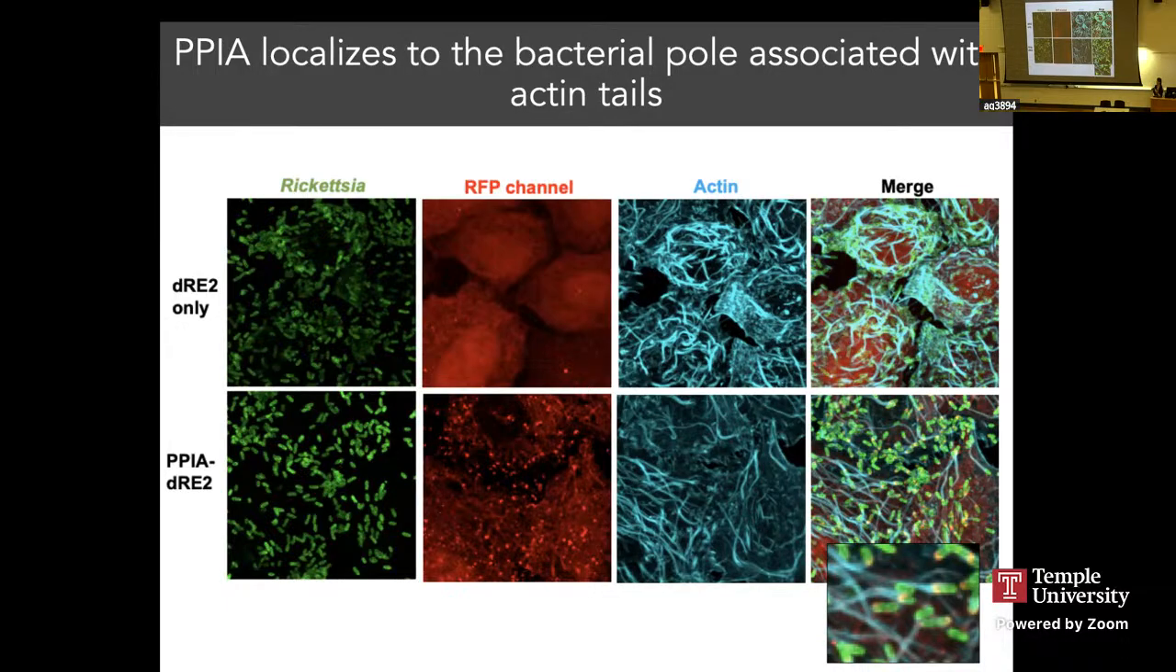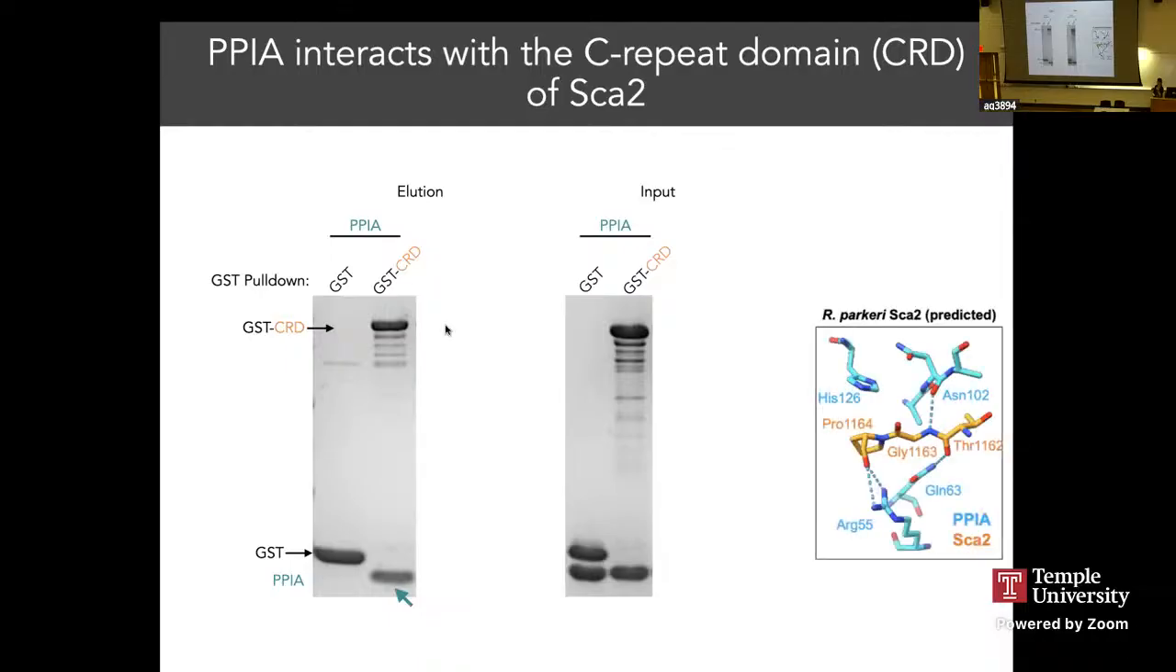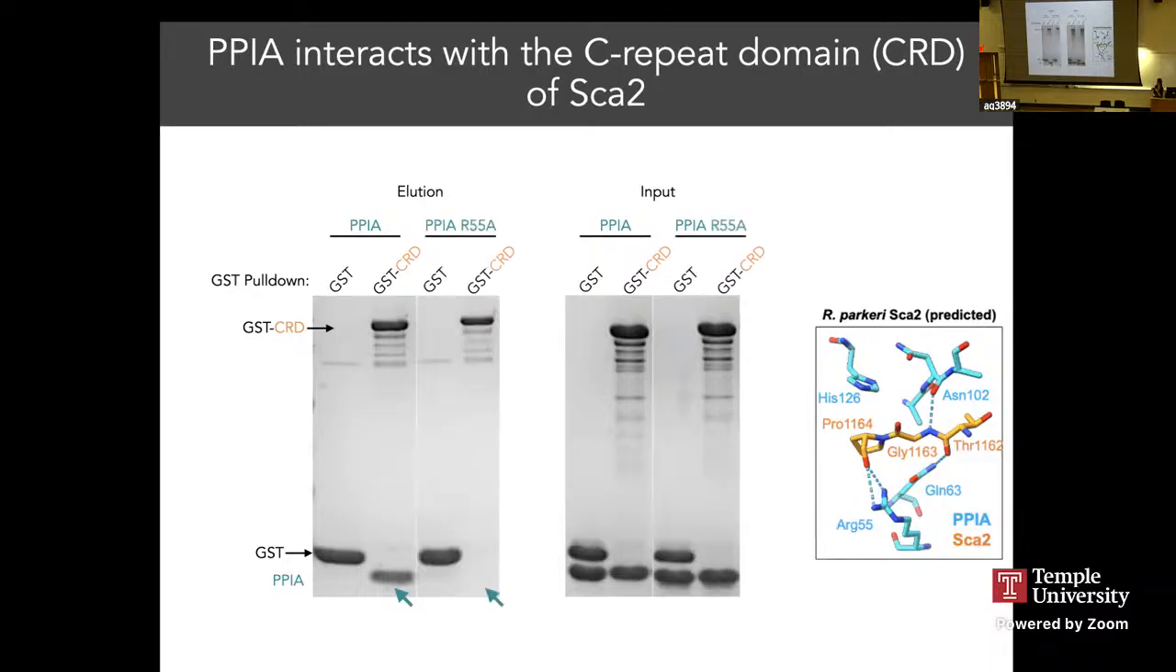But then to show that these things are actually directly interacting, he purified PPIA and SCA2. And so in this experiment, I'm showing you a GST pull down with either GST alone or GST fused to just the CRD, that predicted domain that it was targeting. And you can see that when we pull down with the CRD containing GST fusion, we very nicely can pull down PPIA. And then he tested whether or not this arginine 55, which has been shown before to be essential for binding capsid, is also important for our interaction. And so we mutated that, and he completely loses this interaction. So it really does seem like PPIA is directly targeting SCA2.